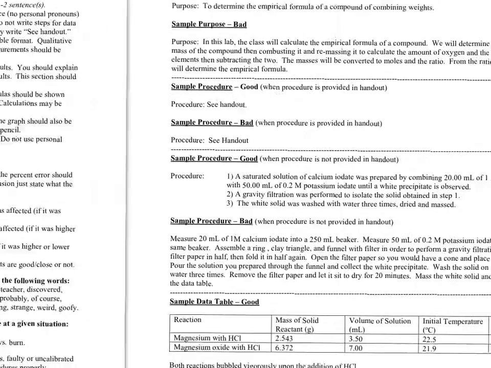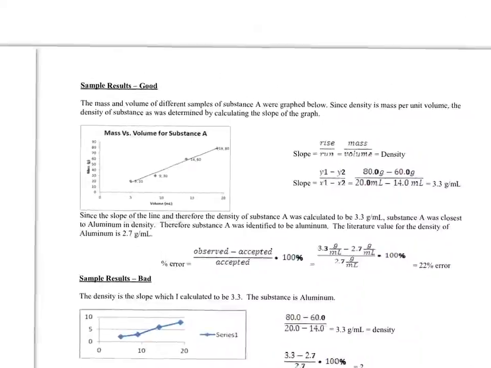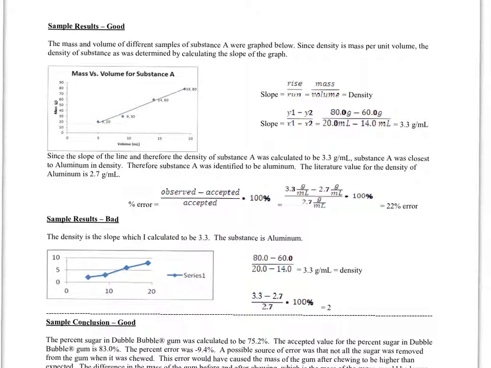So let's take a look at a good sample of results. This one was mass versus volume to find the density. So let's look over it together. It says the mass and volume of different samples of substance A were graphed below. So it's telling me what this is. It's telling me because the density is mass per unit volume, I'm using my slope of the graph to get the density. It's showing the calculation for how I got the slope. I'm using the formula rise over run. I'm showing my units in my work and then my units in the final answer.